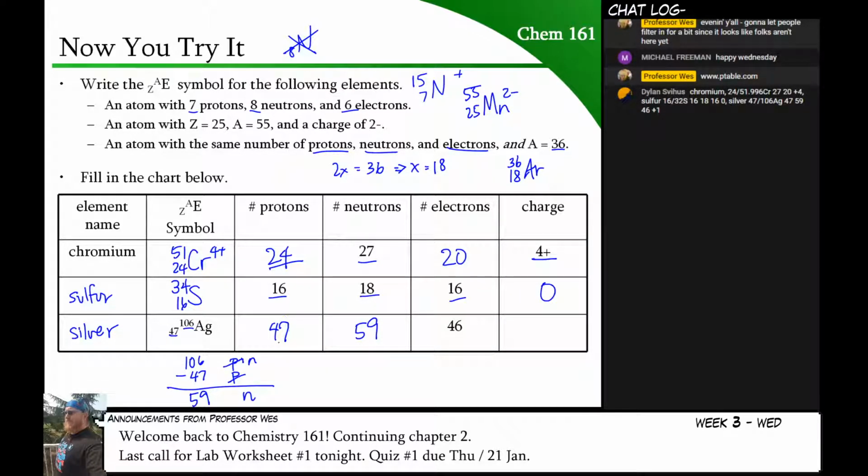And then I have 47 protons and 46 electrons. I have 1 fewer electron than protons. So I have a positive 1 charge. There you go. Those are the answers. Any questions, let me know in the chat.